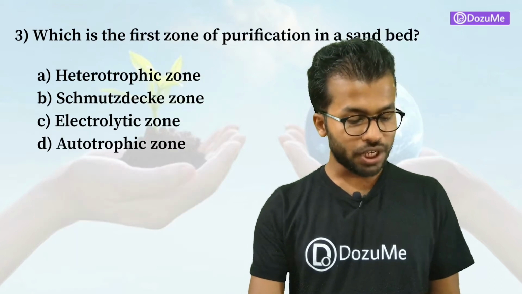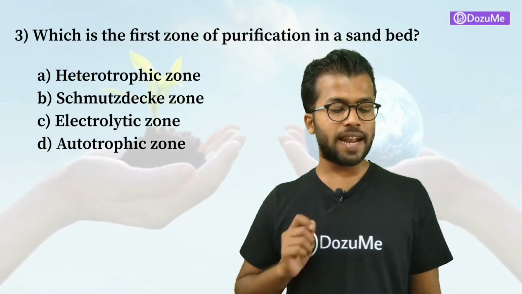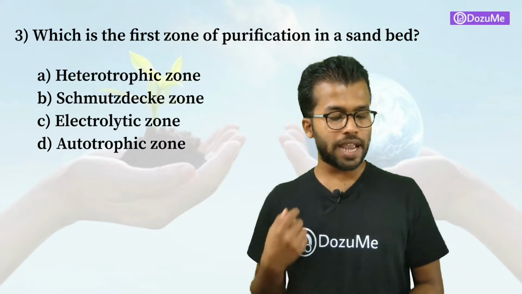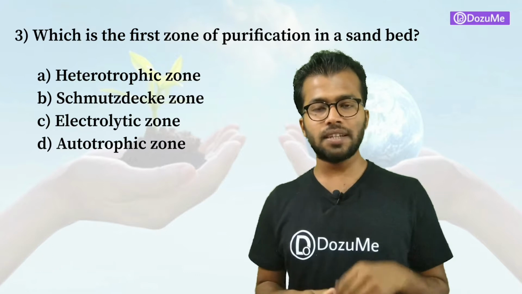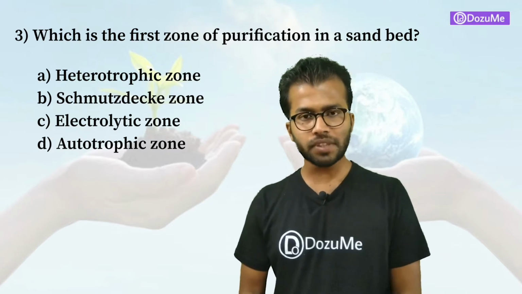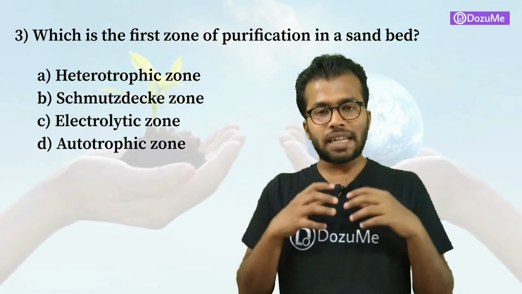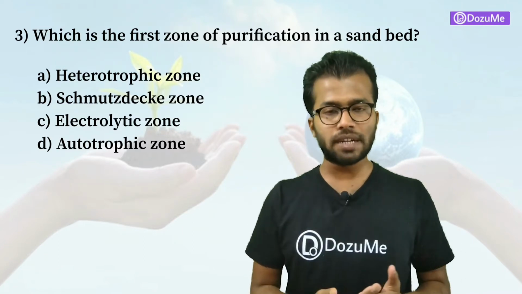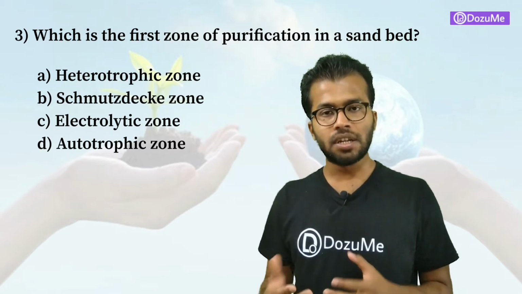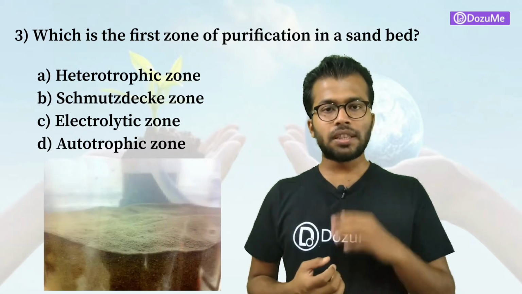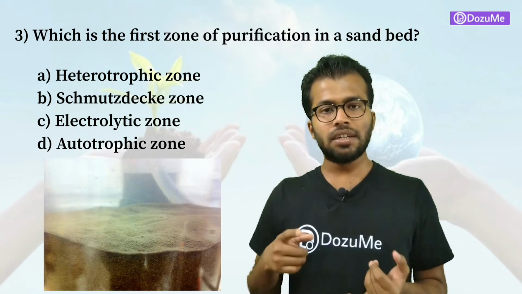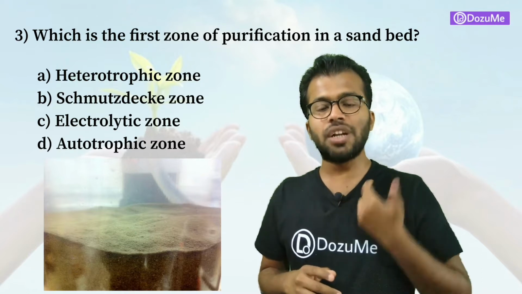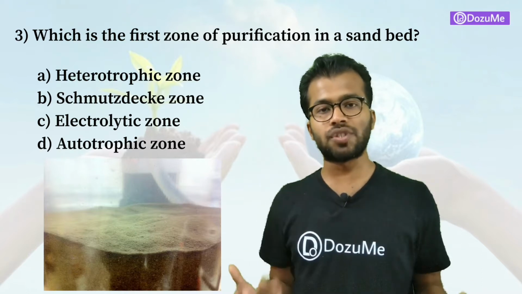Question number 3. Which is the first zone of purification in a sand bed? Heterotrophic zone, osmotic zone, electrolytic zone, or autotrophic zone. If you know the answer, comment it with the specific question number. Basically, by gravitational action in the case of a sedimentation filter, just like a slow sand filter, or in the case of a rapid sand filter, the fungi, the algae, the bacteria slowly settle down over the sand bed and create an extra layer over the sand bed known as the osmotic zone.